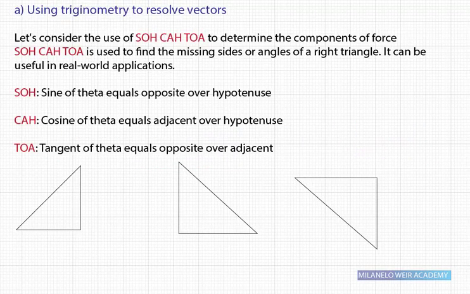Trigonometry and scale drawing. For the first part, there is trigonometry. Let's consider the use of SOHCAHTOA to determine the components of force. SOHCAHTOA is used to find the missing sides or angles of a right triangle. It can be useful in real-world applications, in real-life situations.